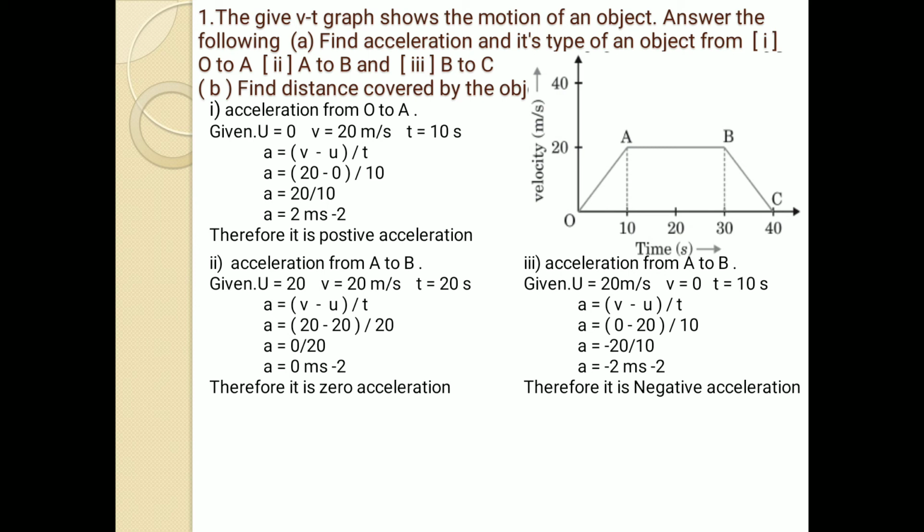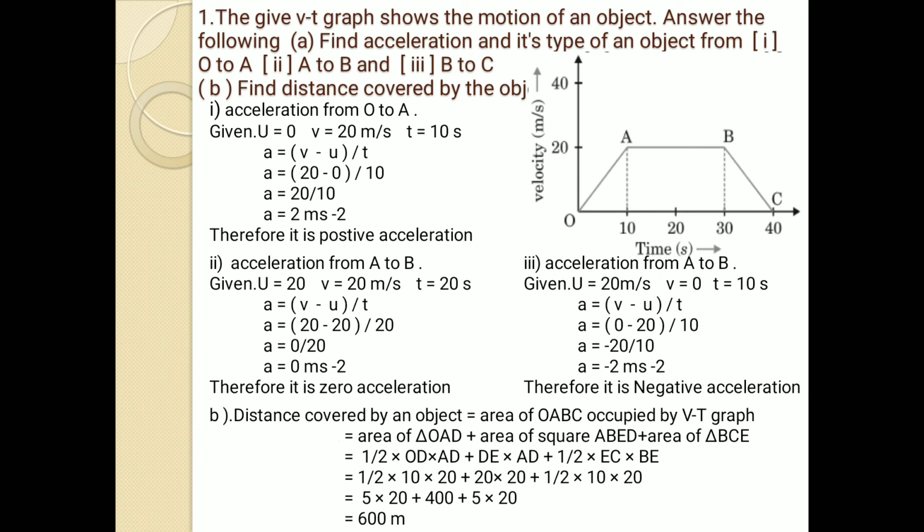I hope you are clear on this concept of how to calculate acceleration. Next is to calculate the distance covered by the object. Distance covered by the object is equal to the area of OABC occupied by the velocity time graph. This you have to write, this is a formula actually. Next, how to find this area? First, wherever 10 and 30 are there, make them D and E. I didn't write it here, but you can make it D and E.